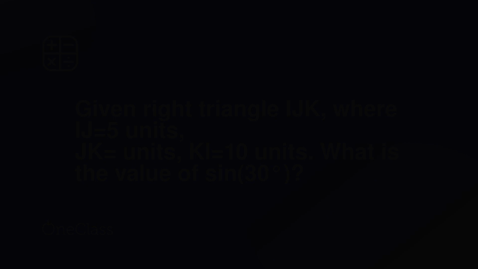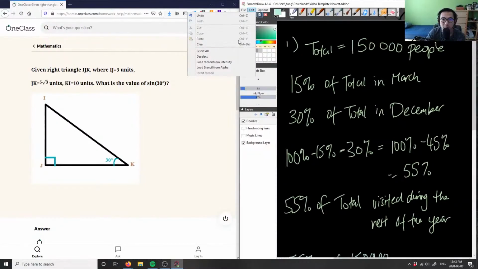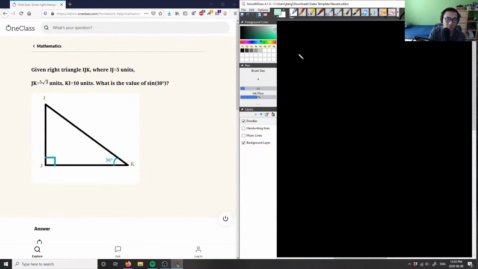And then finally, let's do this last problem here. So this is a geometry problem, number 2. We're given this triangle, IJK. So I'm going to redraw this triangle here. I, J, and K. And JK here is 5 root 3 units, and KI here is 10 units.